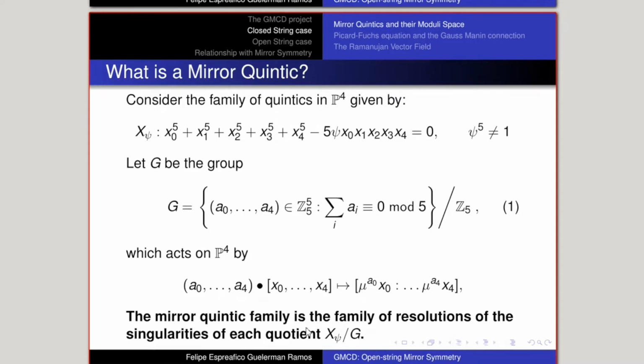This is the definition, but in general we only need to think about this equation here, because most of the things we do will go to the quotient pretty nicely. Of course, we need to have the definition in mind, but many times we can just look at this equation and infer things about the mirror quintic.